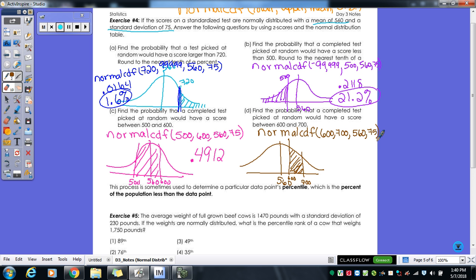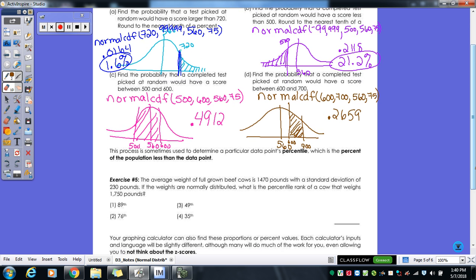So go ahead, type that in your calculator, because it's still the same problem. So it's not going to change. What is it? 0.2659. Did they ask us for a percentage that time? No. Nope, so we leave it as a decimal.